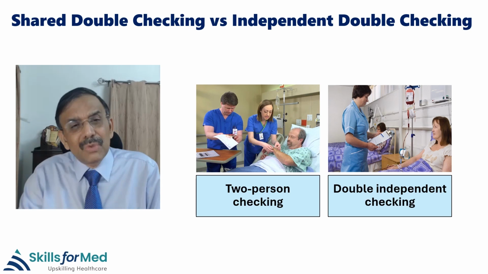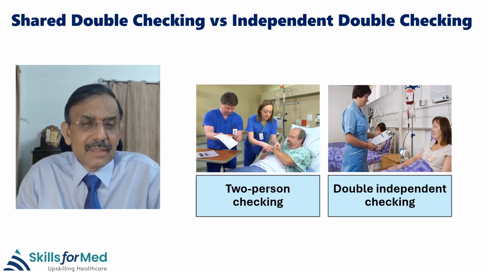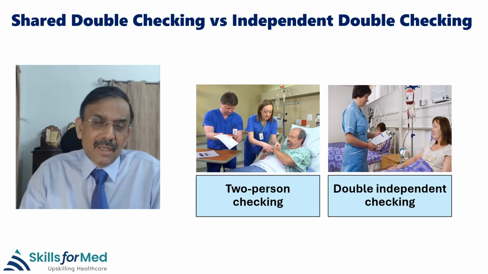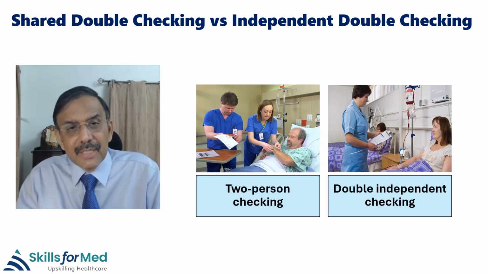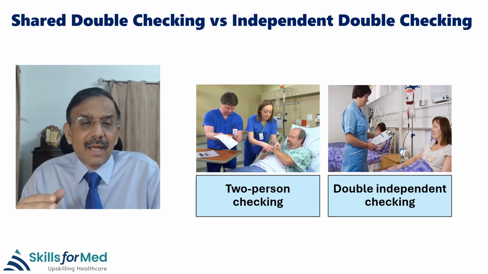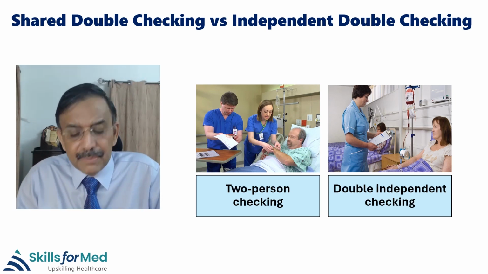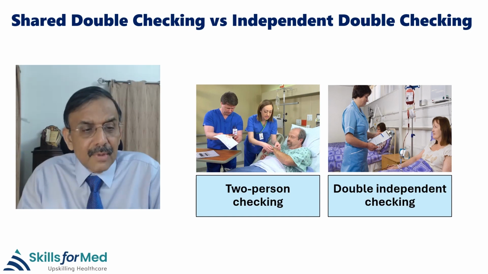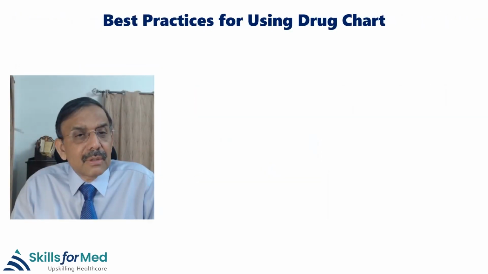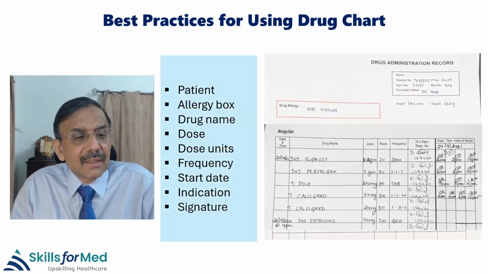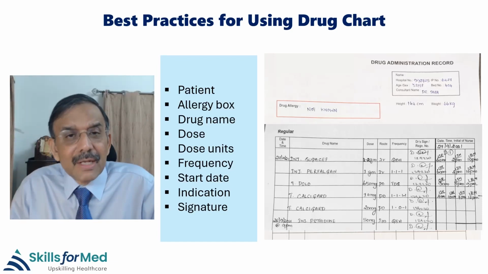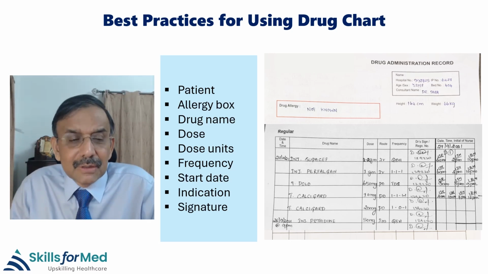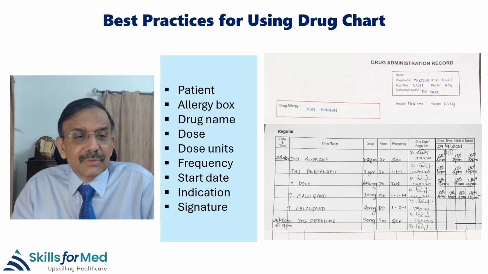So both have their pros and cons. Shared checking is very useful when you are a busy unit and can't find time for independent double checking, whereas centers which have low volumes can follow independent double checking. There are also best practices for using the drug chart. That is a whole webinar in itself, and I think the next webinar is going to be about it. So using best practices for the drug chart is another way by which you can reduce medication errors.